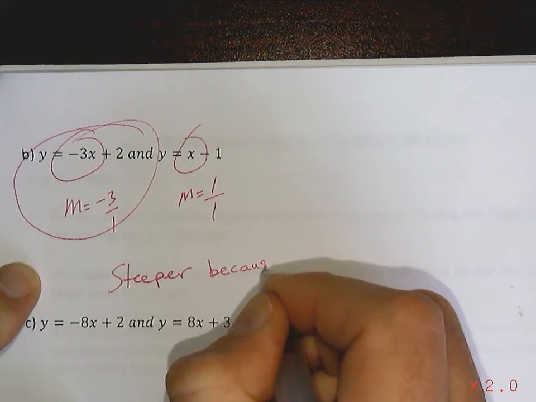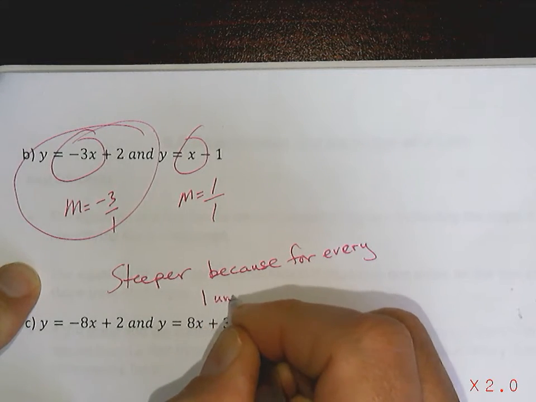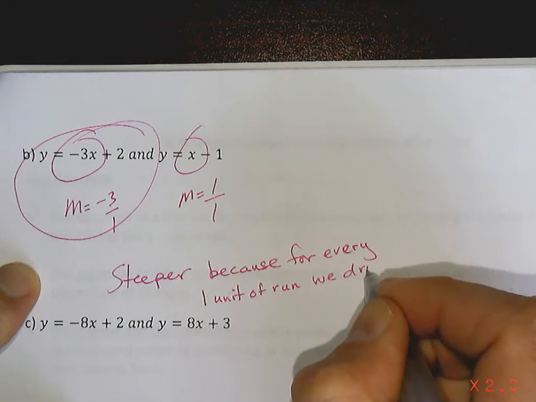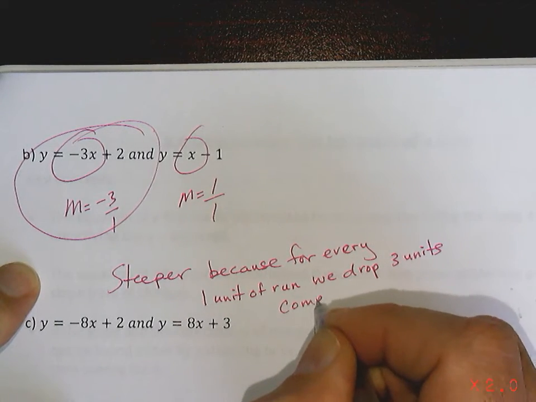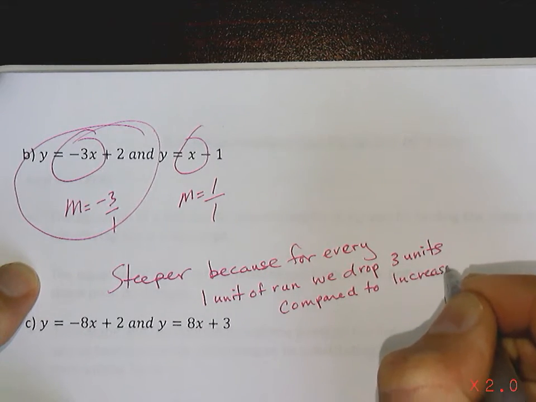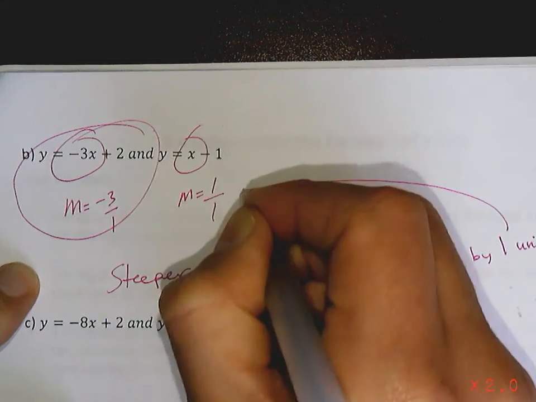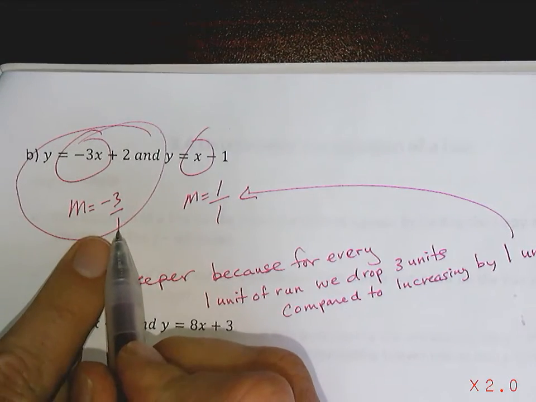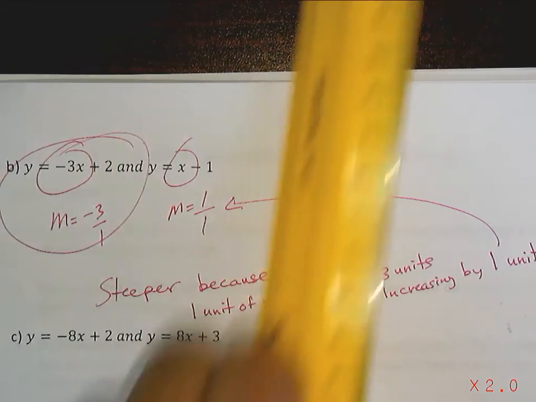because for every 1 unit of run, we drop 3 units compared to increasing by 1 unit. So this one, for every unit that you go over, you go up 1. But this one, for every unit I go over, I go down 3. I could do a little sketch of this, and maybe that would make some sense.